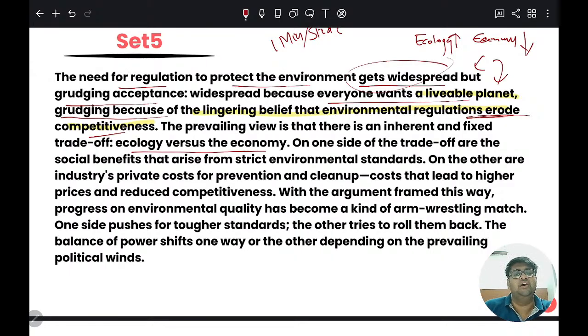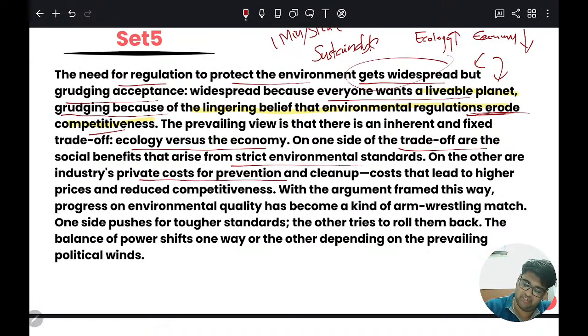On one side of the trade-off are the social benefits that arise from strict environmental standards. One side is the social benefits that arise when you stick to environmental standards, when you use sustainable things. Of course, it's costly, like when you use paper boxes instead of plastic containers. On the other hand, there are industry's private costs for prevention and cleanup that lead to higher prices and reduce competitiveness.